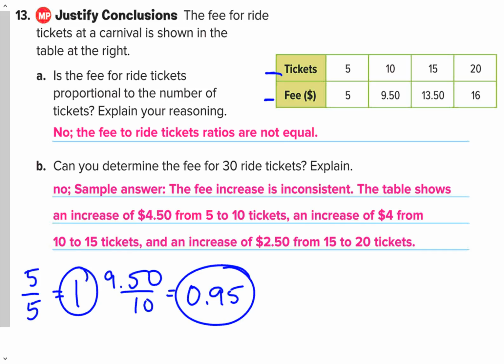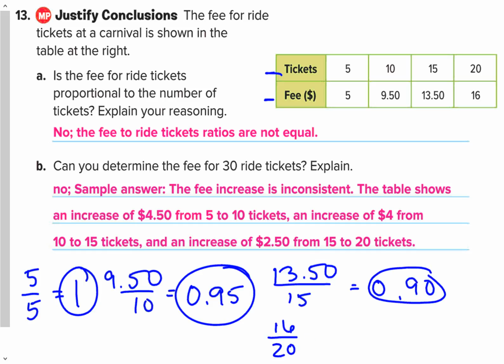But if they are equal, you have to keep going until every single one. So the next question is, can you determine the fee for 30 ride tickets? The answer is no, you really can't, because the way that it increases is inconsistent. For example, if I kept going, you can see that you really can't predict how much each ticket is going to cost because they're increasing at different rates. So you really can't determine.